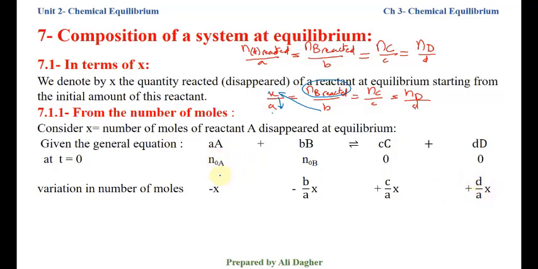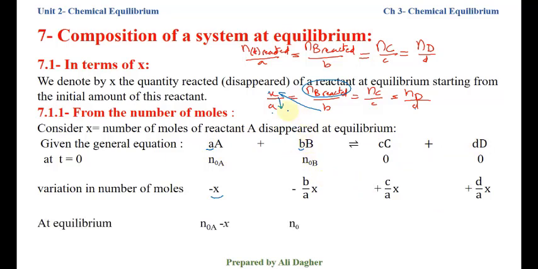In general, if we consider X is the amount of reactant A disappeared, then for the other components of the reaction, we divide the stoichiometric coefficient of the component whose amount reacted we want to calculate by the stoichiometric coefficient of the one we consider, which decreases by 1X: b over a, times the amount X. For the products, the same: c over a X, d over a X.